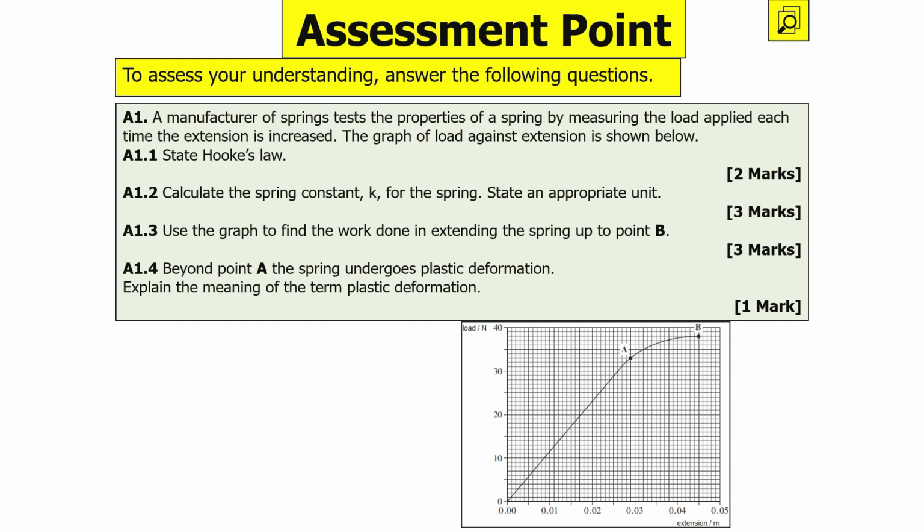A manufacturer of springs tests the properties of a spring by measuring the load applied each time the extension is increased. The graph of load against extension is shown below. State Hooke's law, calculate the spring constant and state an appropriate unit. Use the graph to find out the work done in extending the spring up to point B. Beyond point A, the spring undergoes plastic deformation. Explain the meaning of the term plastic deformation. So pause the video now, then unpause the video when you want to go through your answer.